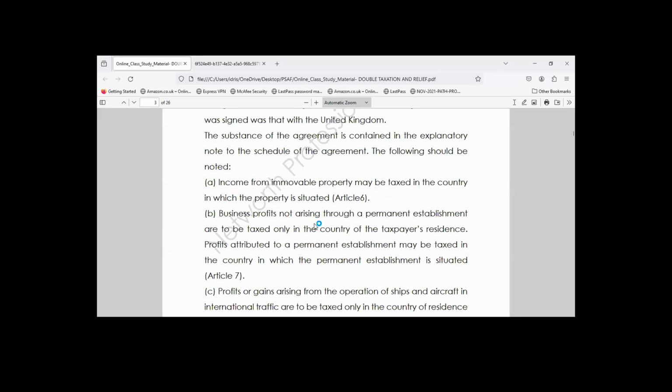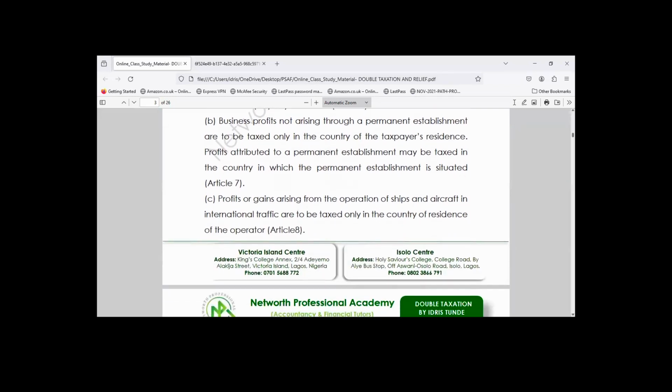Business profits not arising from a permanent establishment may be taxed only in the country of the taxpayer's residence. That is number two content. Profit arising from the operation of shipping and aircraft in international traffic may be taxed only in the country of residence of the operator.